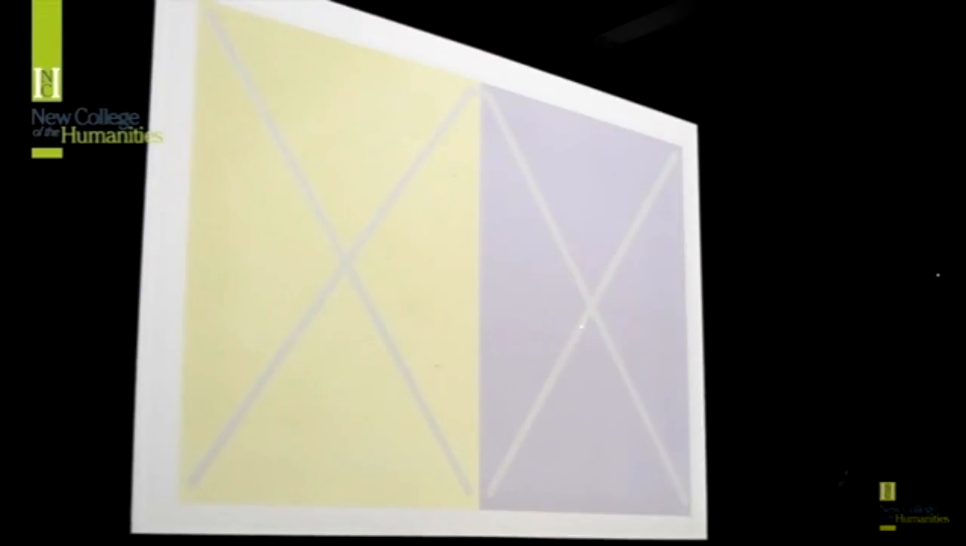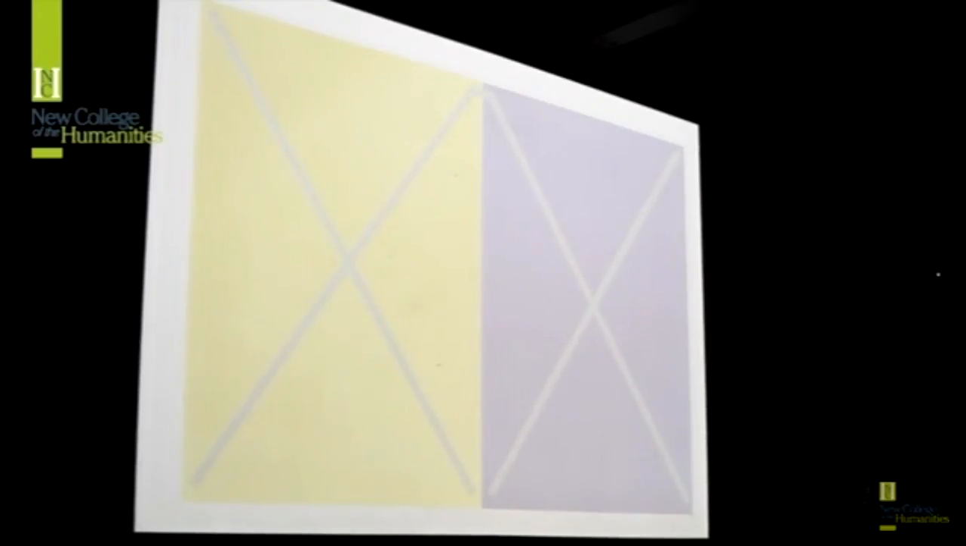Here you see a pale yellow X, here you see a mauve X, but actually if you follow the arm of this mauve X and continue it down to the arm of that X, you actually see that they're both gray, the same shade of gray. But against a yellow background, that gray seems purple. Against a purple background, that is yellow.